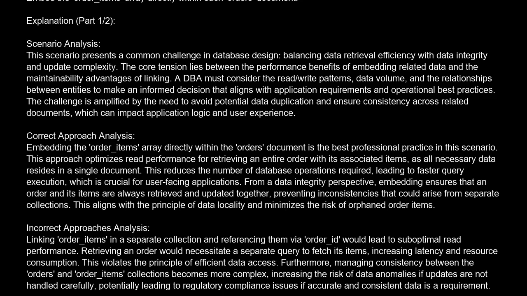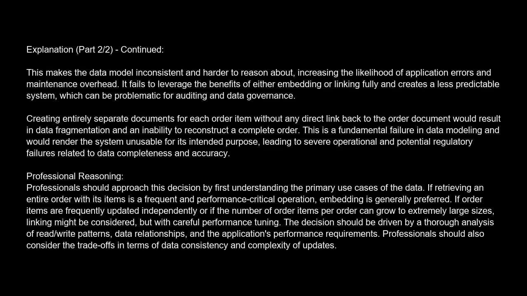Using a hybrid approach where some order items are embedded and others are linked introduces unnecessary complexity. This makes the data model inconsistent and harder to reason about, increasing the likelihood of application errors and maintenance overhead. It fails to leverage the benefits of either embedding or linking fully and creates a less predictable system, which can be problematic for auditing and data governance.